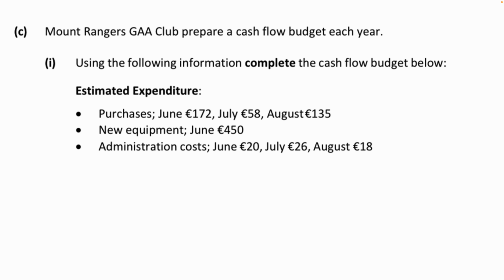Estimated expenditure. We have purchases in June, €172, July, €58, August, €135. New equipment in June, €450. Administration costs, June, €20, July, €26, August, €18.